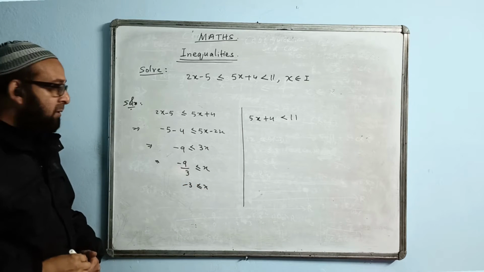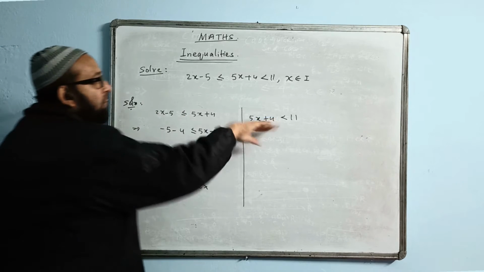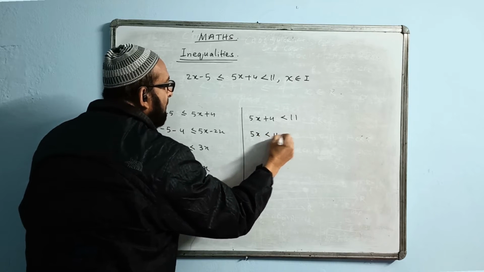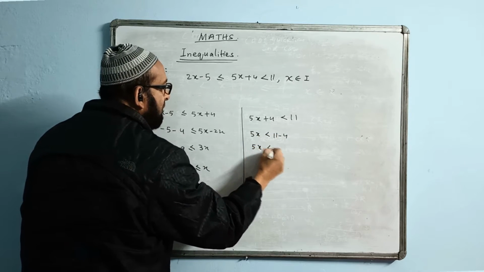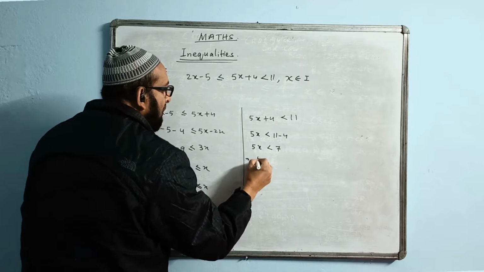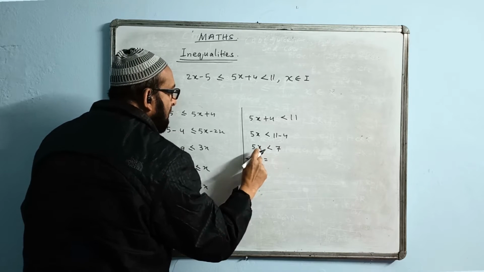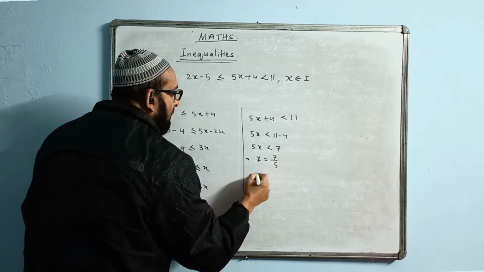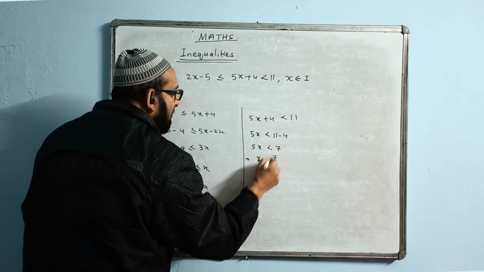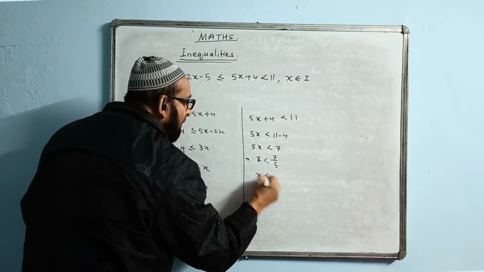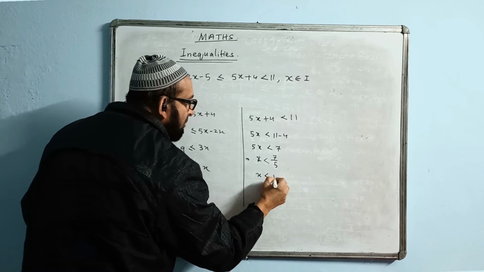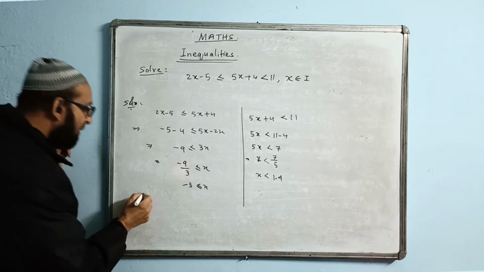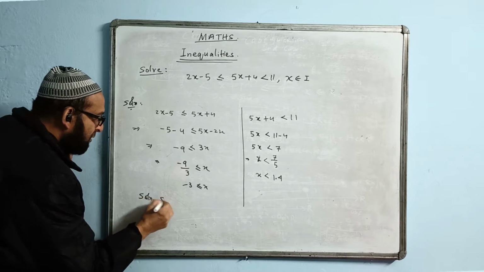This side, the solution answer is done. Other side, this 4 will go to the other side. 5x less than 11 minus 4. So 5x, 11 minus 4 is 7. Therefore the x value is coming: x is less than 7 upon 5. We can divide and find the answer either as a mixed fraction or decimal. The decimal value will come 1.4. Now I write the solution set.